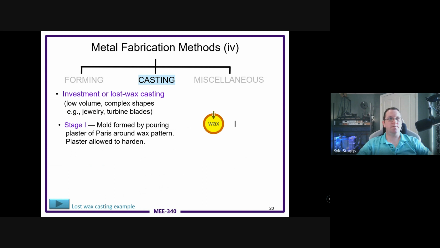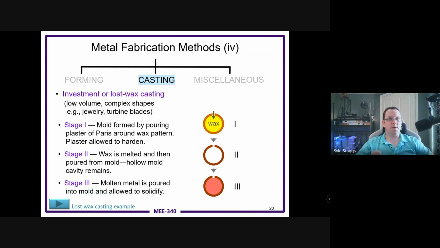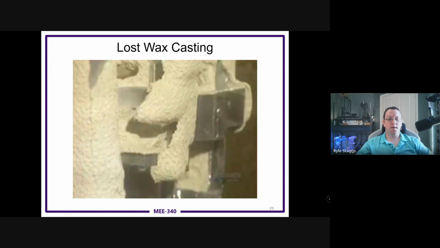So you have the wax stage, and you have something like plaster of Paris around the wax pattern. The plaster hardens. Then the wax is melted and a hollow void within the shape of your part remains. So you elevate the temperature as you cure the plaster of Paris, and you want it to cure first. Then you melt the wax, and then molten metal is poured in and allowed to solidify. So the same kind of process.